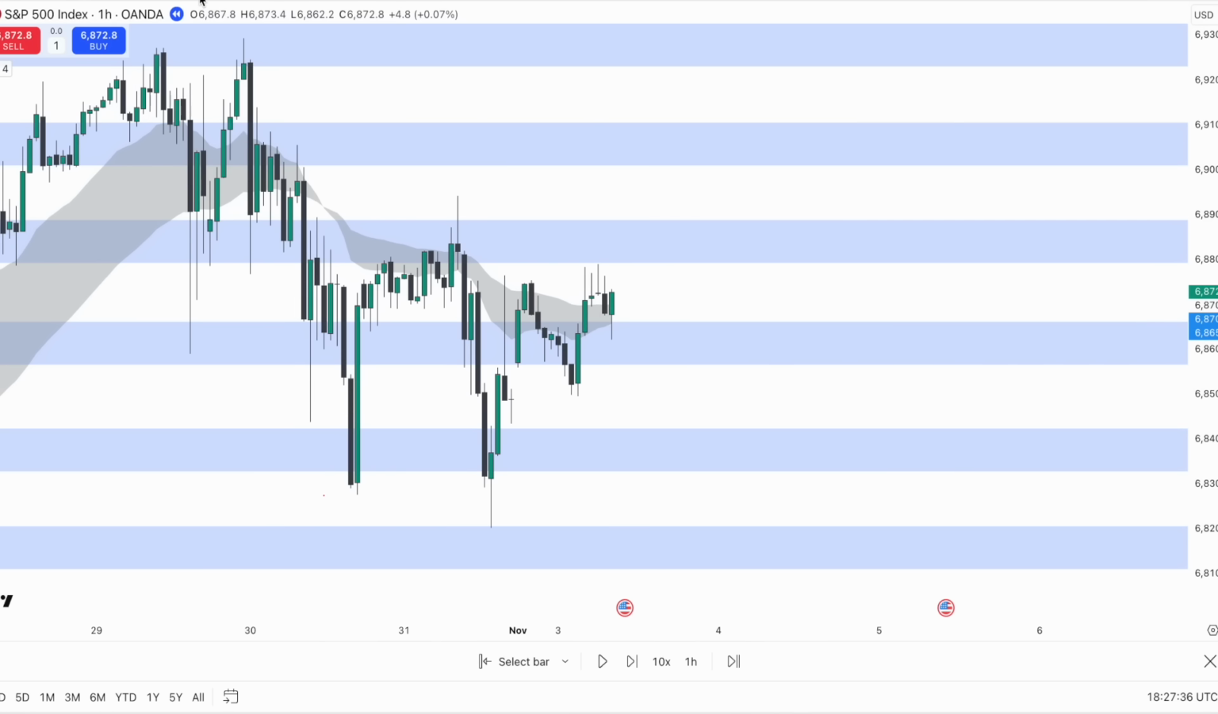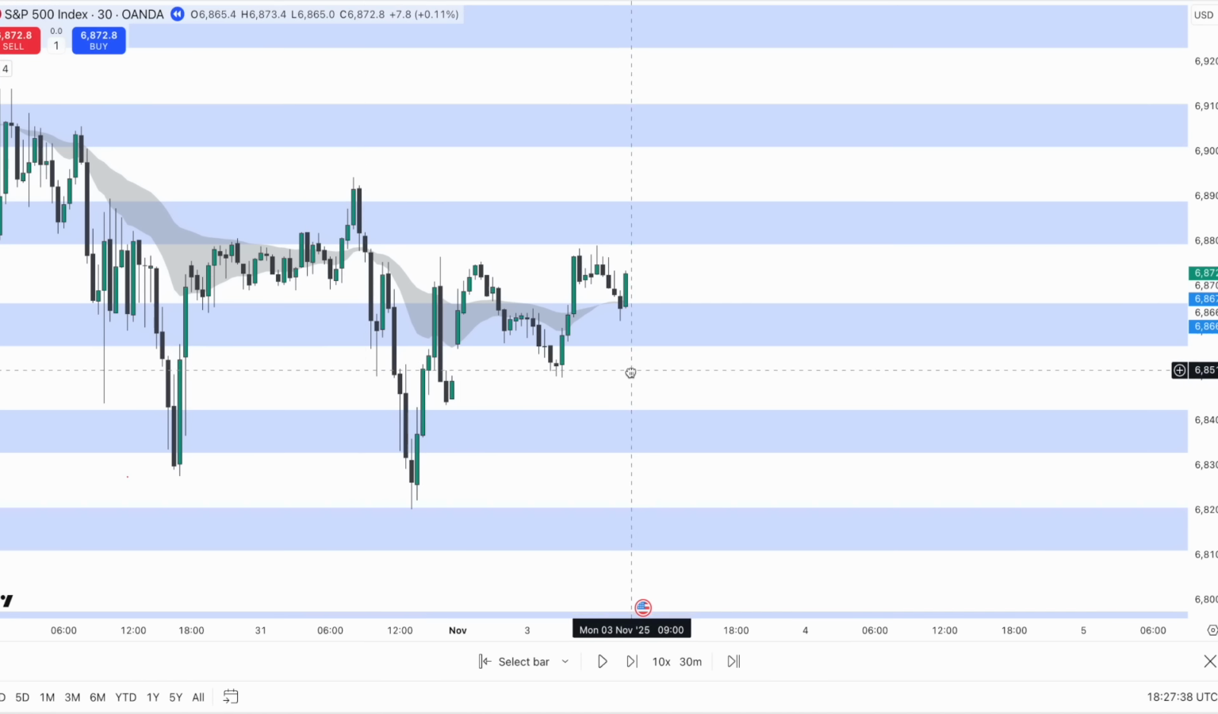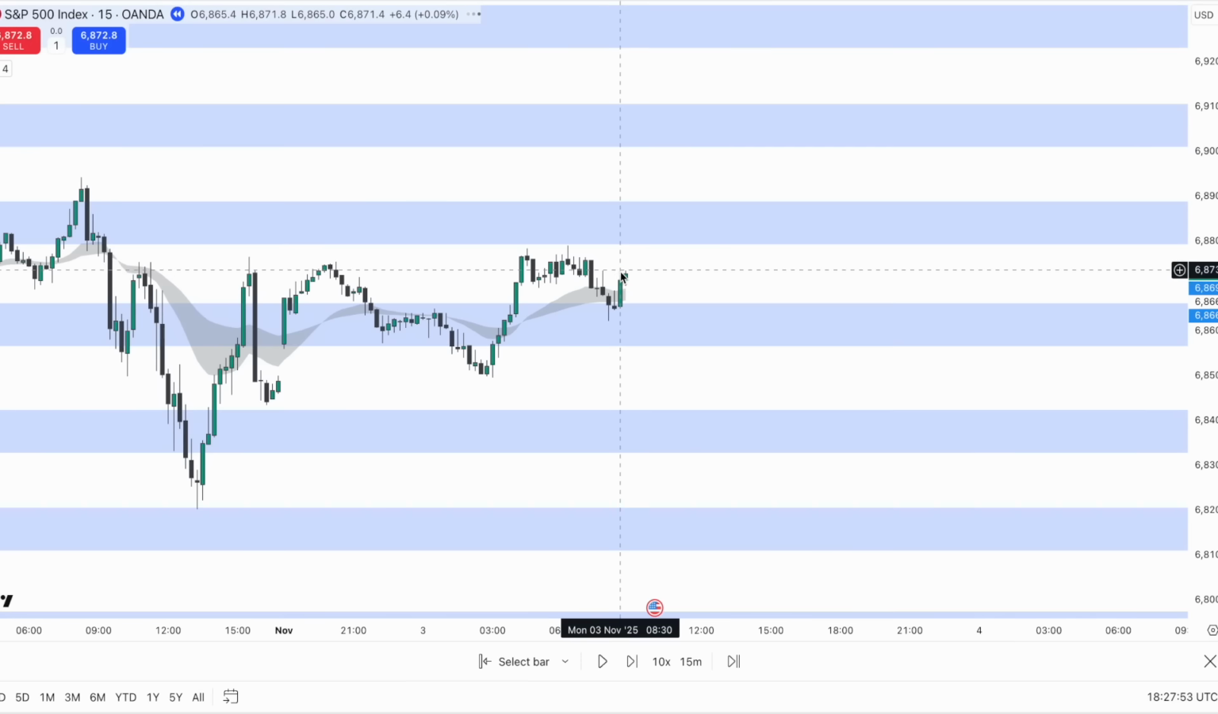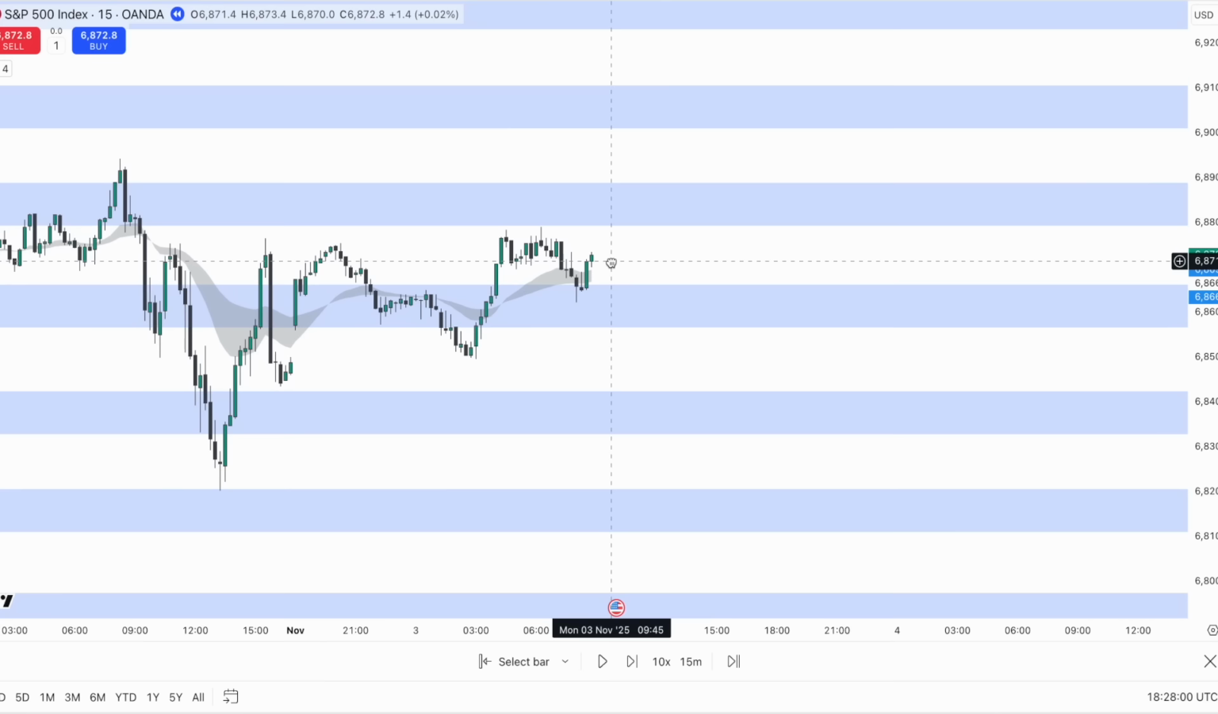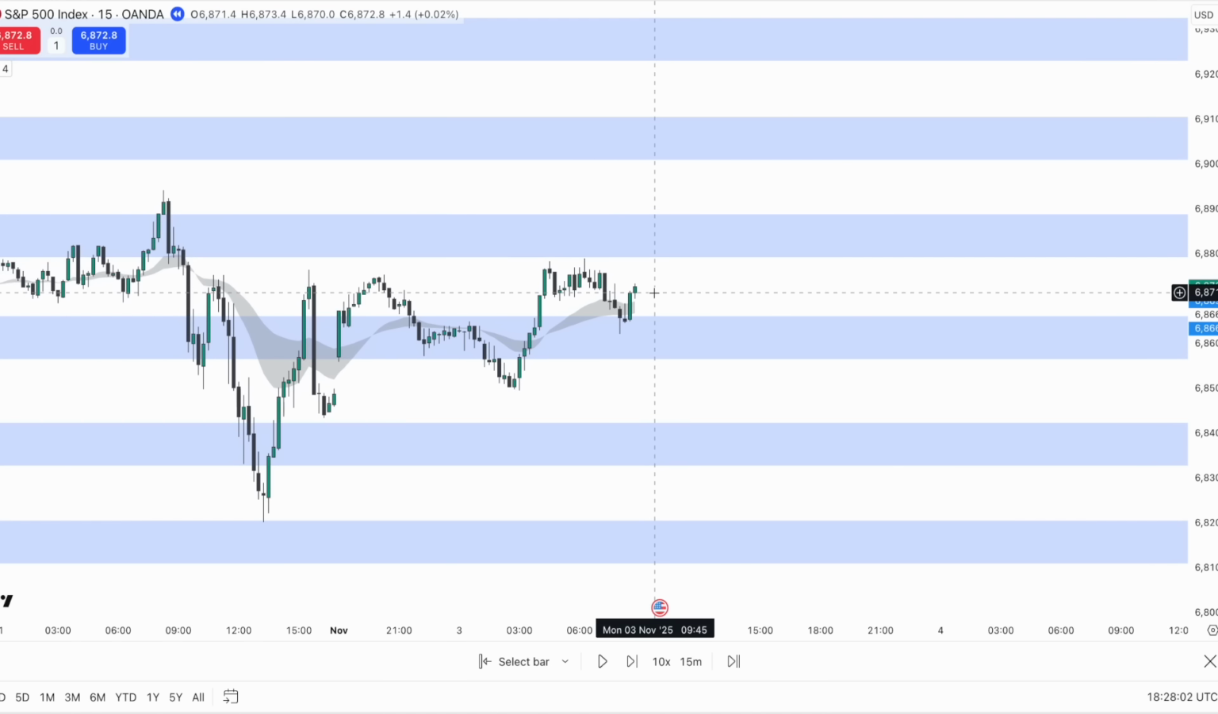Then we move to the 30-minute. And on the 30, we see that we're somewhat flat. Price is above the cloud, but the cloud itself isn't sloping up or down. It's neutral. So this time frame doesn't really point us in one direction or the other and doesn't add probability to either side. Now, if we go down to the 15-minute, we see that the price is also kind of flat. There isn't really a bias here to either side.